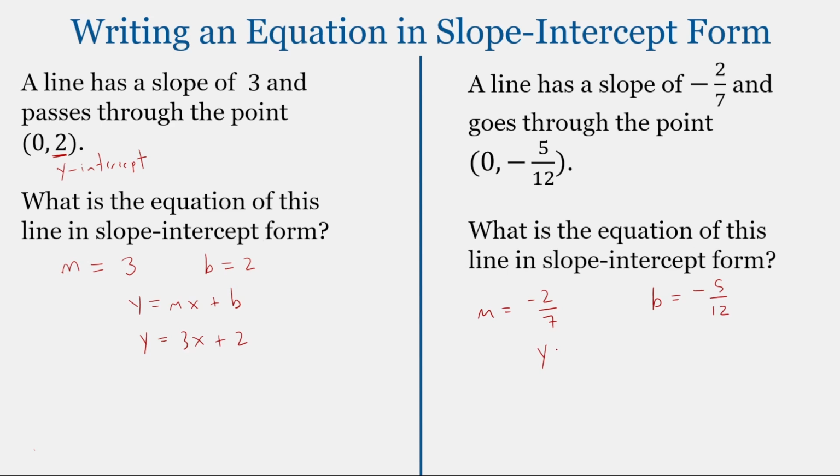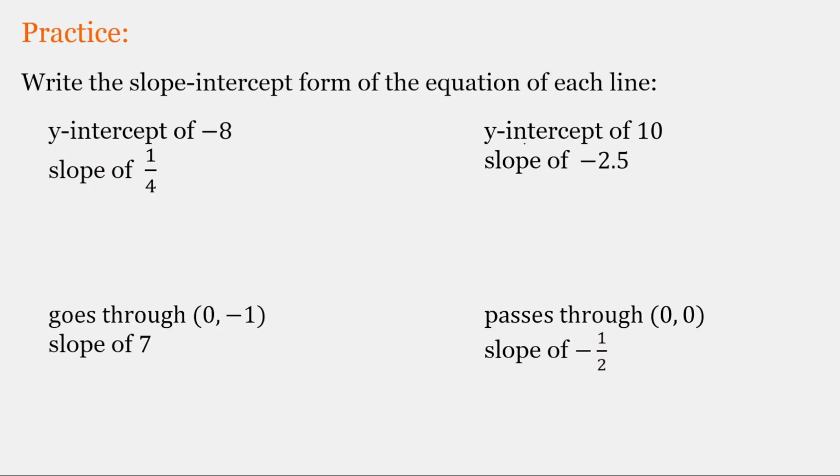The slope-intercept form is y equal to mx plus b. So our equation is y equal to negative 2/7 x plus a negative 5/12. And then simplifying it, we get y equal to negative 2/7 x minus 5/12. A great way to learn is to practice on your own. We will discuss in a bit, but go ahead and pause your screen and do these 4 problems.